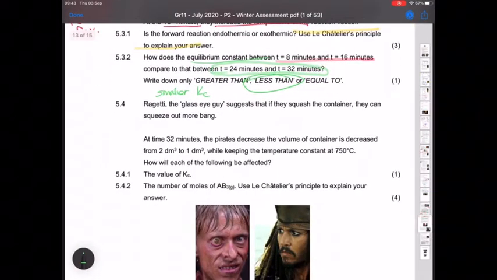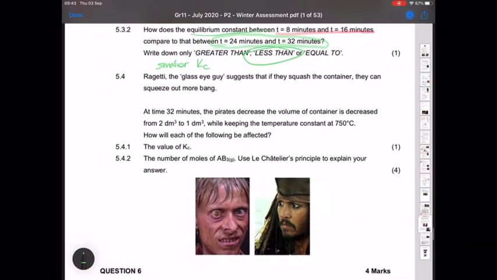The question suggests that if you squash the container, you are decreasing the volume. If you decrease the volume, you're actually increasing the pressure. So if they do that, then they can get out more bang. At time 32 minutes, they decrease the volume of the container from 2 decimeters cubed to 1 decimeter cubed. So the volume is halved and they keep the temperature constant. How will each of the following be affected?